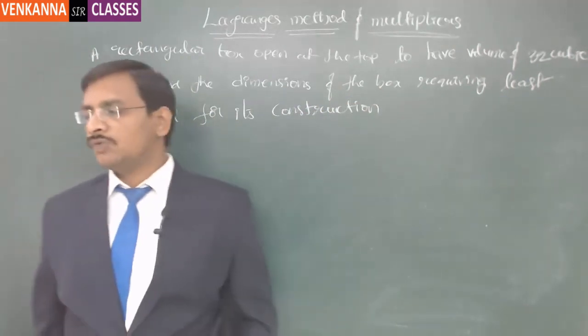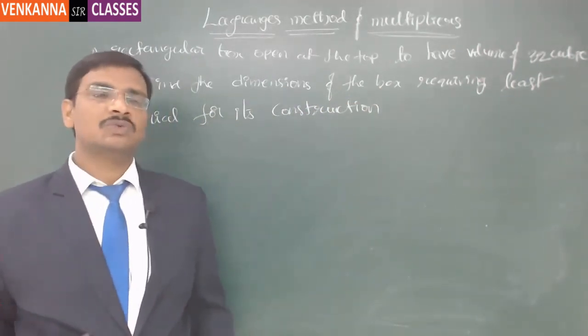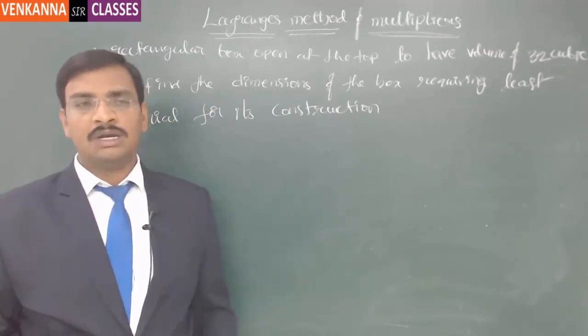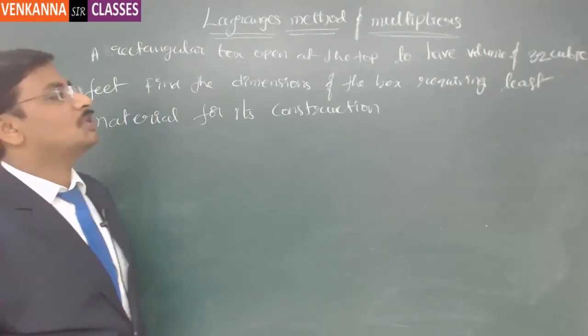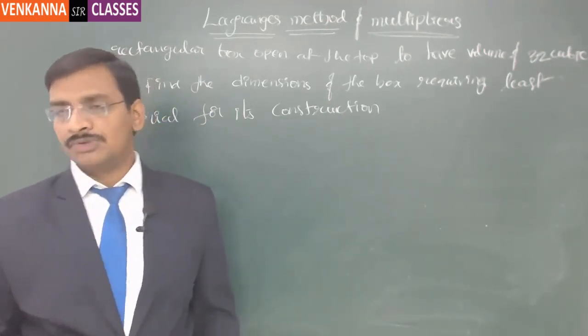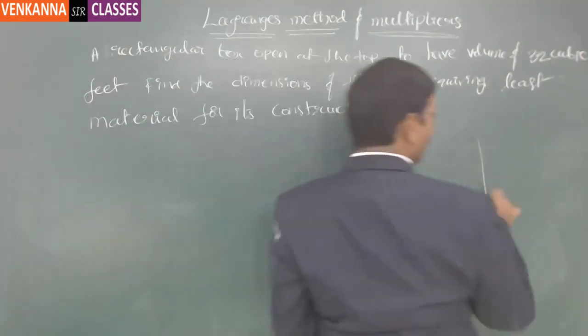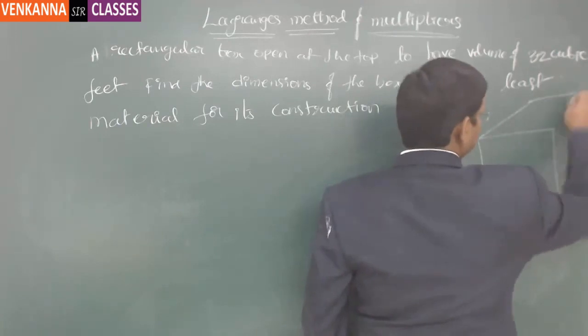Now here two functions need to be identified first. One is the function which you need to maximize or minimize, and another is the constraint. Here the box volume is 32 cubic feet. So this was fixed, the volume is fixed. That means, let us say the box is, this is an open top box.